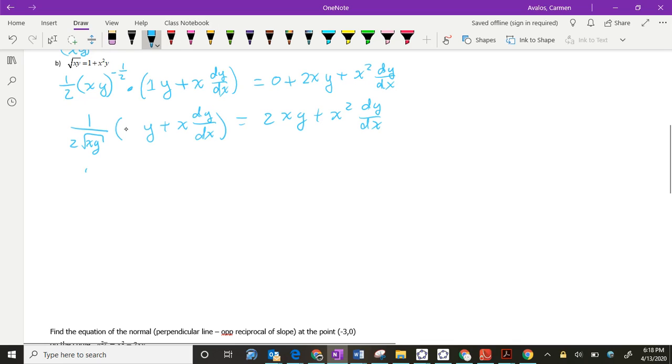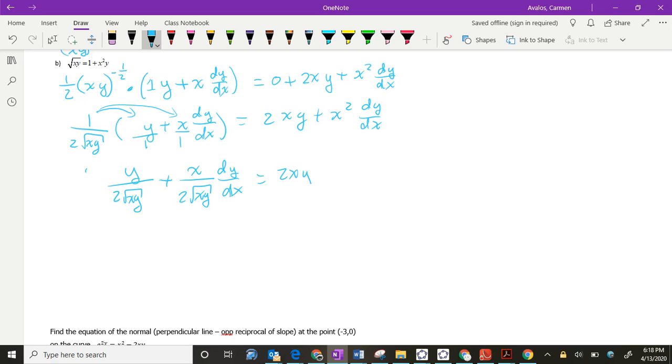Because this is a fraction, I'm going to put all of this into a fraction. So I am going to put this over 1 and this one here also over 1, so that I could actually distribute this to this side and that side. So I am going to get y over 2 square root of xy plus x over 2 square root of xy, and then this one's going to have the dy/dx attached to it. And on this side, I am going to have the same thing because there's nothing to do there.